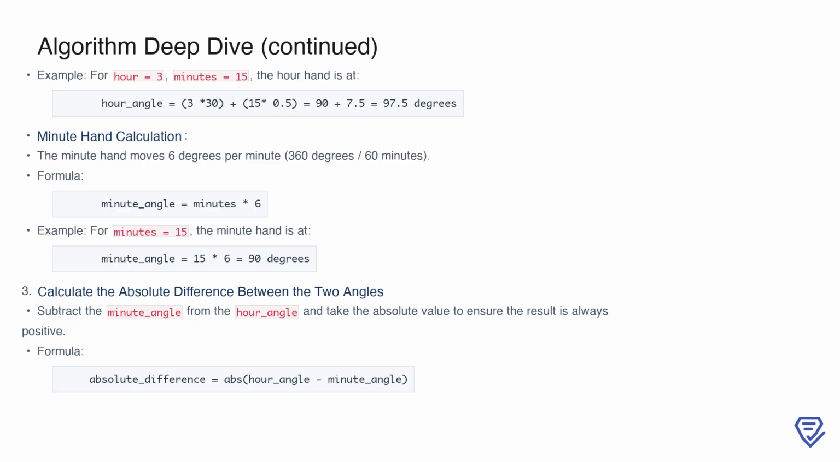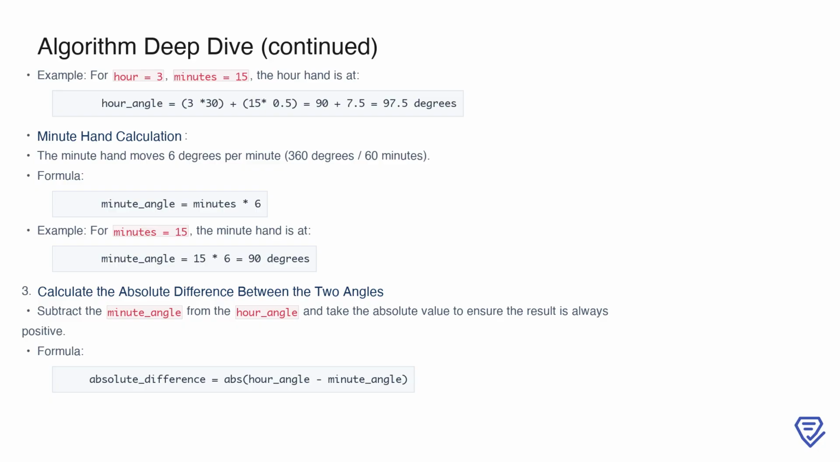Next, we calculate the position of the minute hand. The minute hand moves 6 degrees for each minute, which is derived from dividing the full 360 degrees of the clock face by 60 minutes. The formula is minute_angle equals minutes * 6. For minutes equals 15, the calculation becomes minute_angle equals 15 * 6 equals 90 degrees.